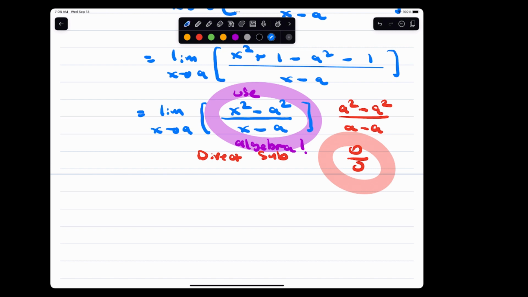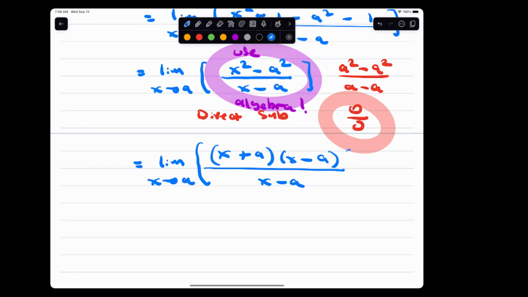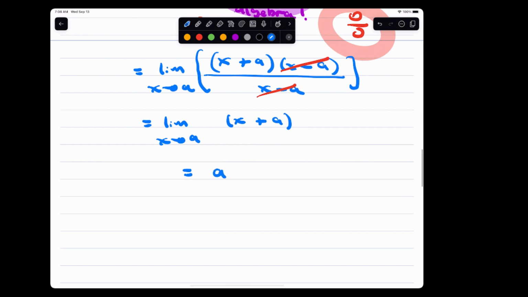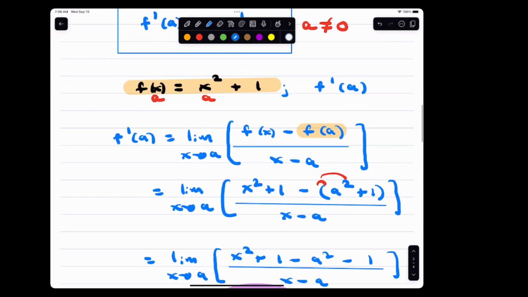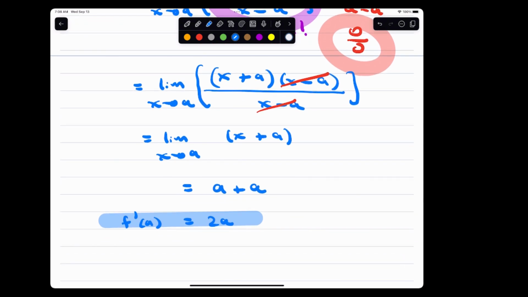So by using algebra, what does that give you now? The limit as X goes to A of X plus A times X minus A, everything over X minus A. Do you see how that's very similar? You have to use some algebra. So now you have that limit as X goes to A of X plus A. What do you get now? This is going to be A plus A, better known as 2A. So you have F prime of A equals 2A. And there it is. There's your formula. Pretty easy?